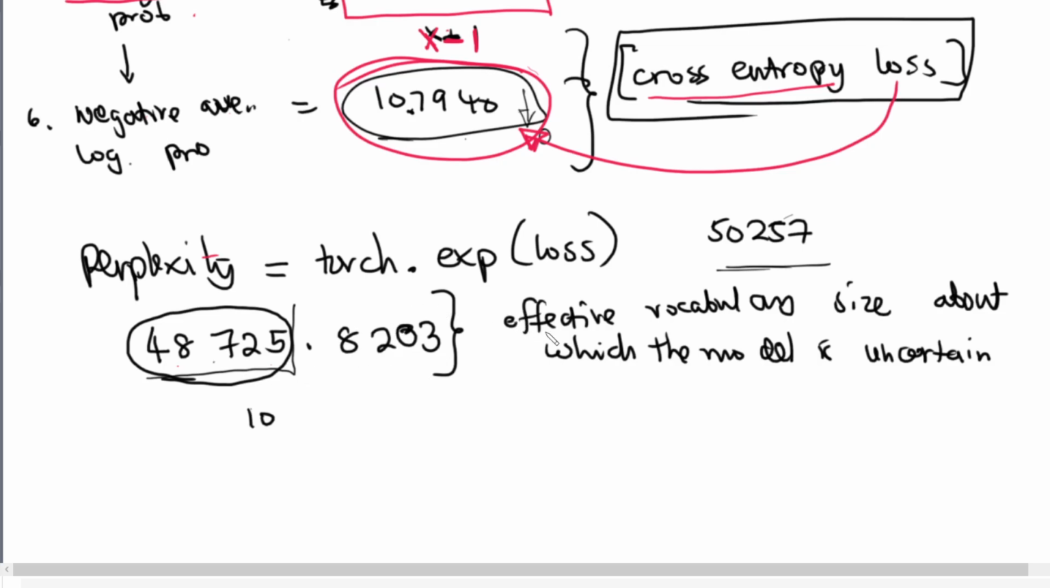Perplexity is defined as the effective vocabulary size about which the model is uncertain. So in our case, when the model is trying to predict the next word, it is uncertain how to choose the next word from 48,000 tokens. And this shows why it was saying gibberish, because it is confused. It's confused by 48,728 tokens out of 50,000. So this model is confused. It doesn't even know. It might as well just choose at random.